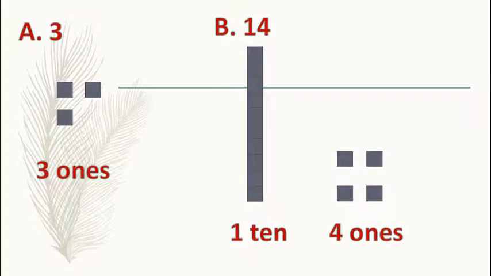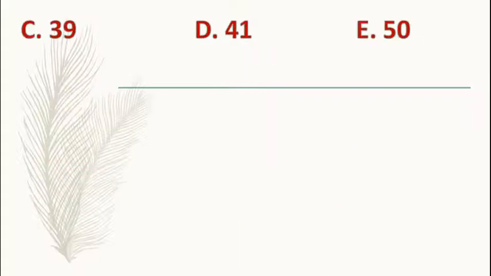Now it's your turn to answer. We have letter C, 39; D, 41; E, 50. Answer the following in your notebook. Show the place value blocks of the given numbers on the screen. Pause the video to finish your activity first before proceeding to our next activity.